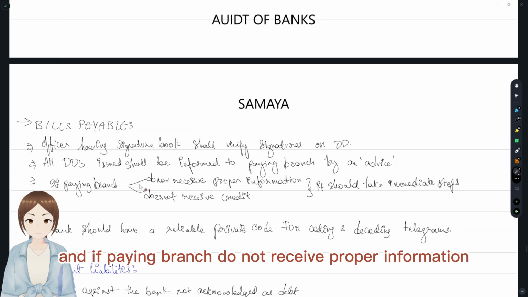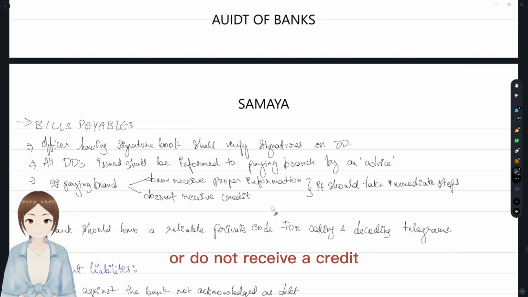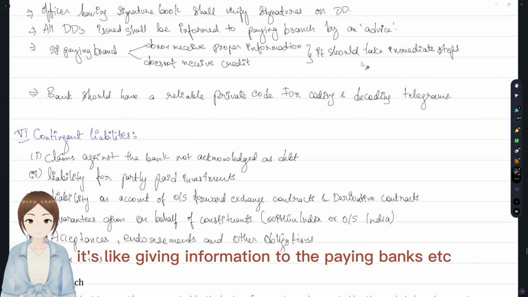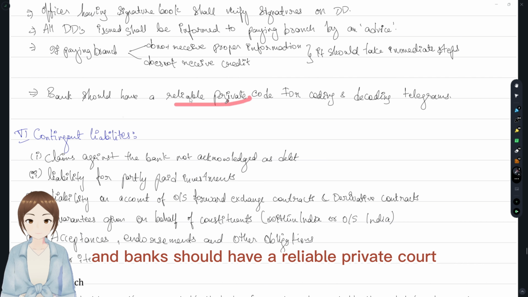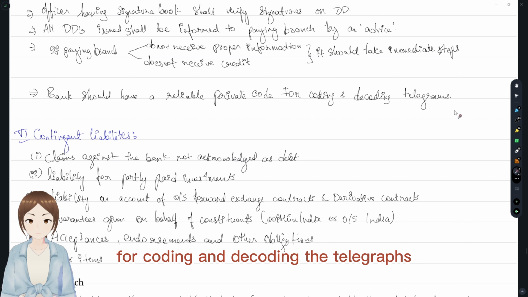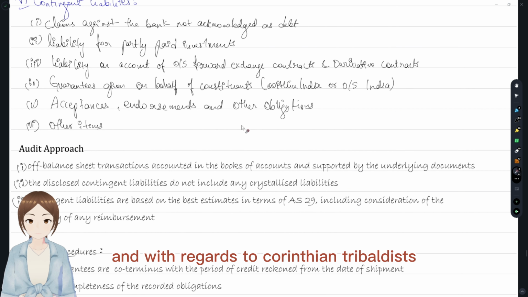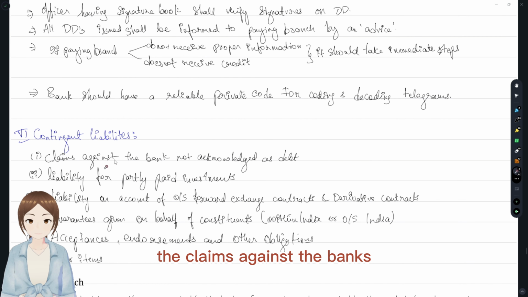And if the paying branch does not receive proper information or does not receive a credit, it should take immediate steps for that. It's like giving information to the paying branch, etc. And the bank should have a reliable private code for coding and decoding the telegrams, that is, encrypted, end-to-end encryption. And with regards to contingent liabilities, the claims against the banks, these 5 to 6 points you have to remember, and it is widely used in bank audit, right? It's mostly a tested portion also.